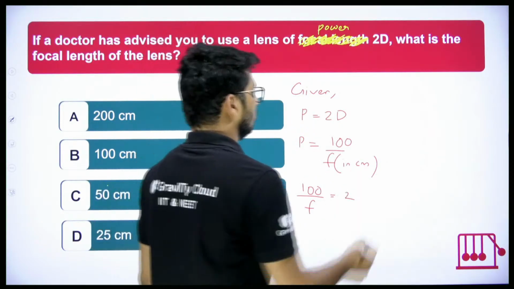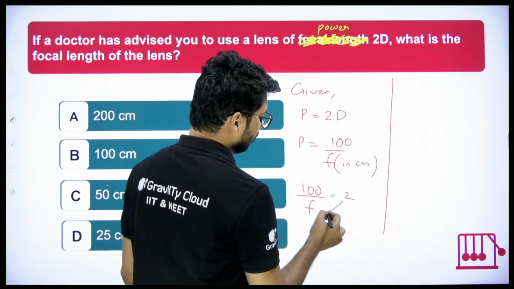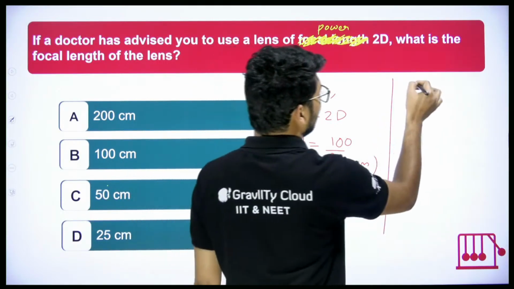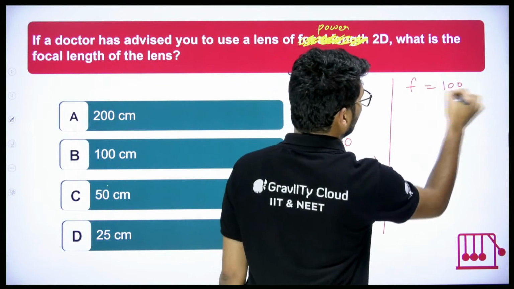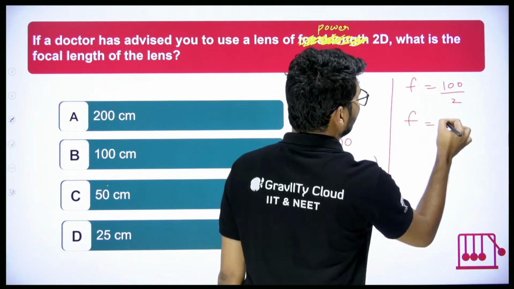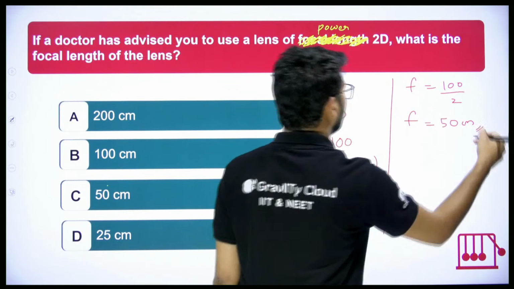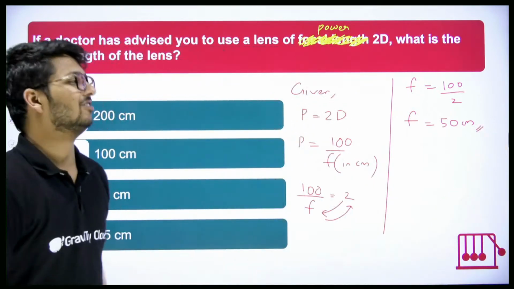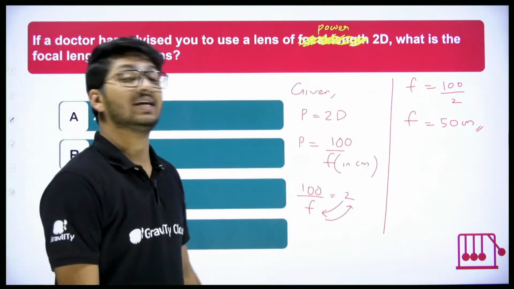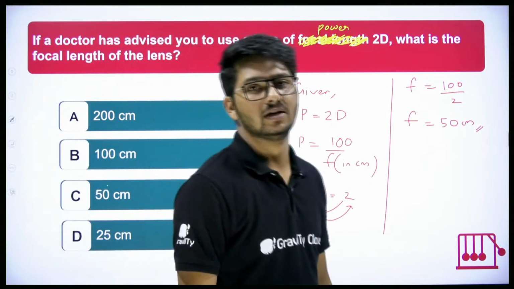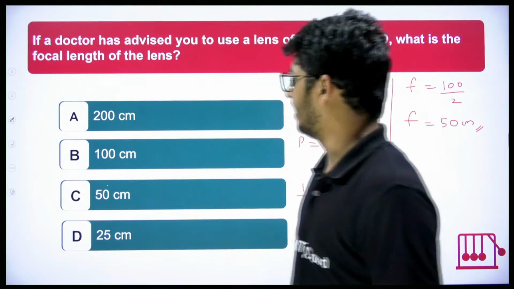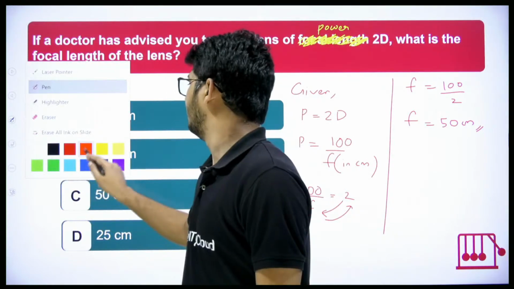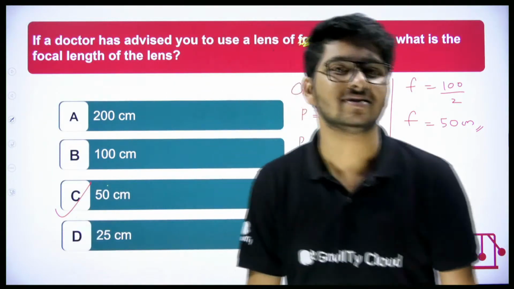Then just do the calculation. 2 comes to this side, f goes to that side, f becomes 100 by 2, that becomes 50. And we get the focal length in centimeters. The focal length is how much? 50 centimeter, and hence the answer is option C.